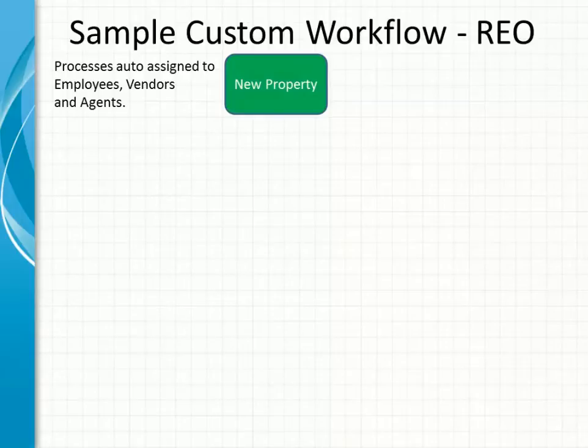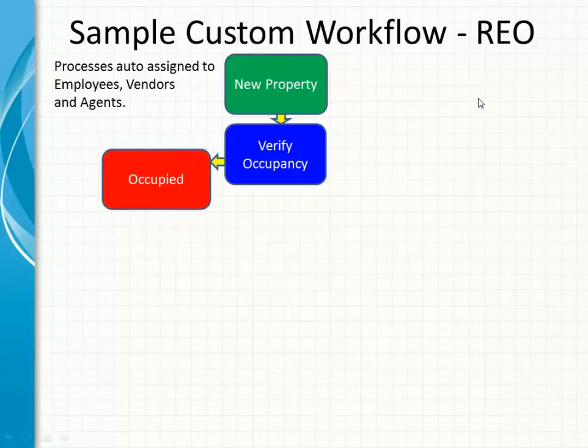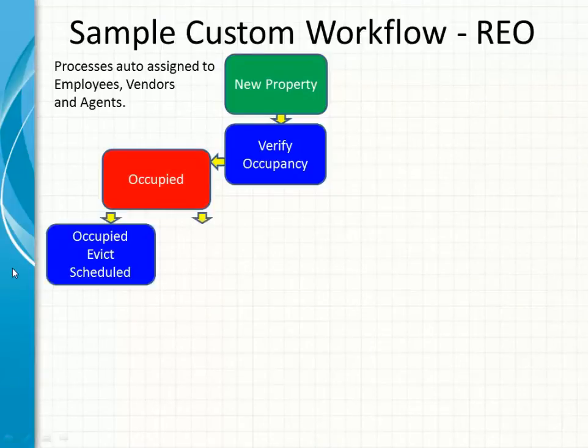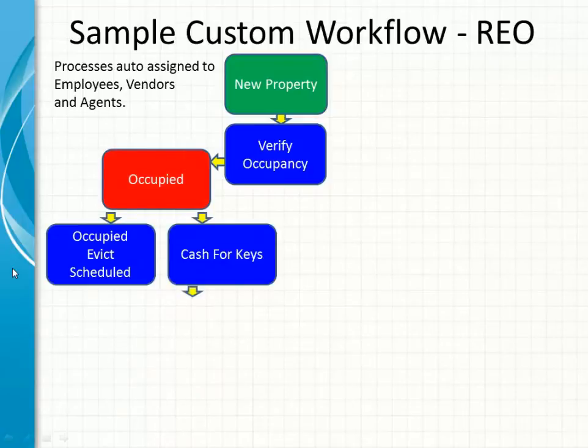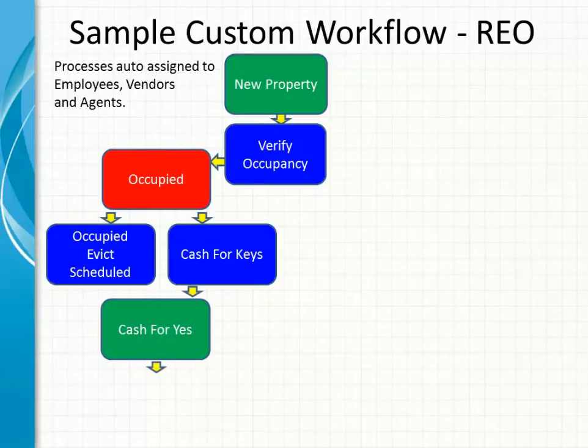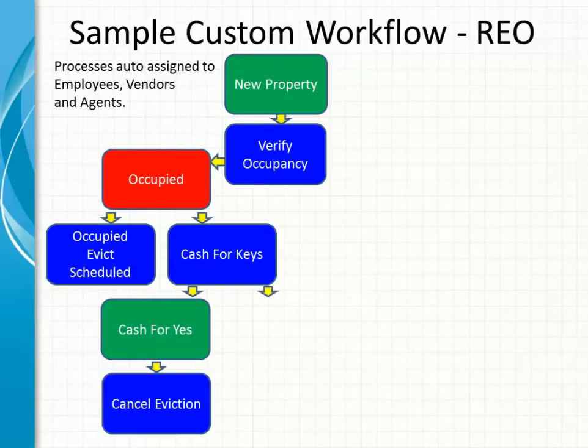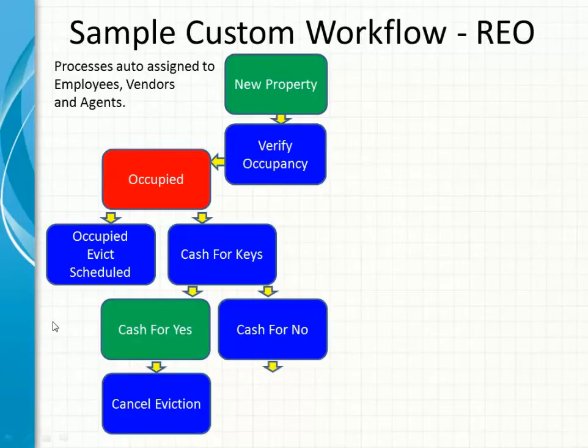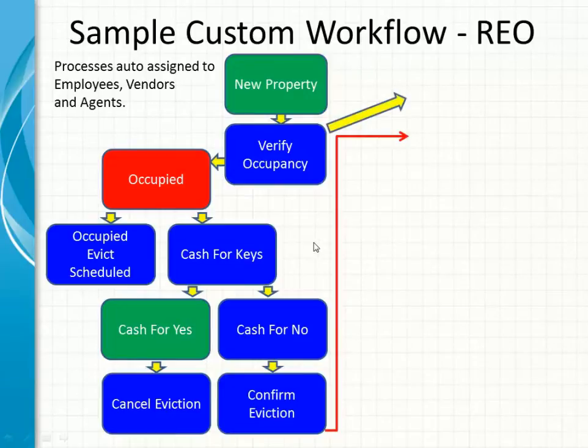So we have a new REO. We need to verify the occupancy, and we find the property is occupied. From that point, we're going to simultaneously go down two pathways. We're going to schedule the eviction, and we're going to go and see if we can do cash for keys. If cash for keys is a yes, then we're going to cancel the eviction process. And simultaneously, if cash for keys is a no, then we're going to go ahead and confirm eviction. Either way, we're going to end up with a vacant asset.